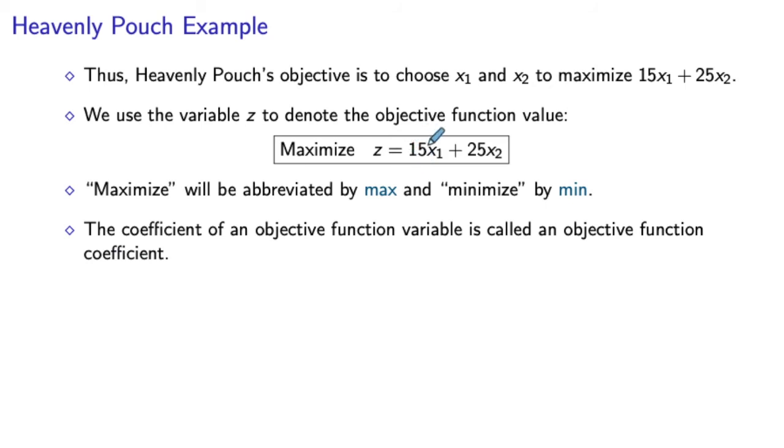So we have the objective function coefficient for x1 is 15, and the objective function coefficient for x2 is 25. Again, these are the parameters of our model that are given. It is important to clearly distinguish between the parameters and the variables. The parameters would be the constants that represent the input data for our problem, and the variables would be the decision variables that we define.